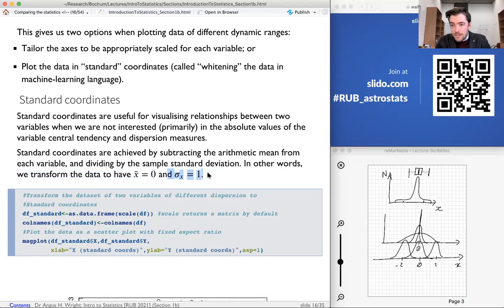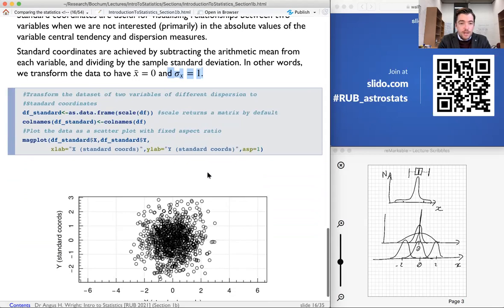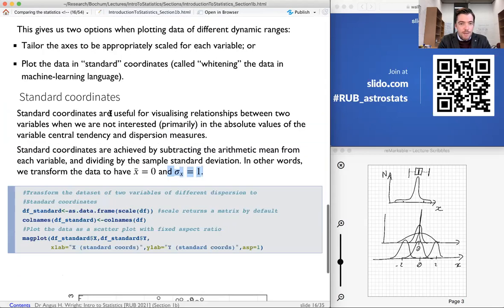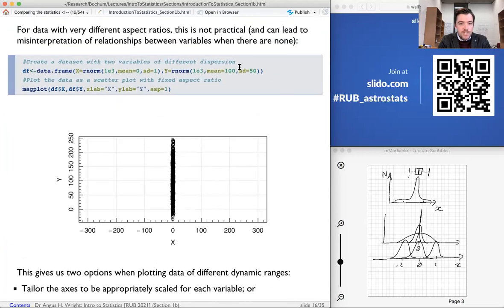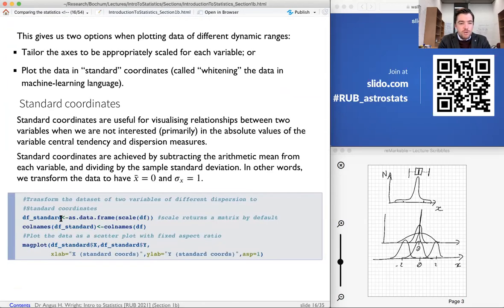And using the standard coordinate system, you can then compare directly by eye relationships between different data sets, between different variables rather. So again, we can take that same data set that we just had, which has a very different dynamic range. So we have a standard deviation of 50 in the y variable and a standard deviation of 1 in the x variable. We can convert that distribution to standard coordinates just using the scale function, which converts every variable in the data frame to a standard coordinate system.